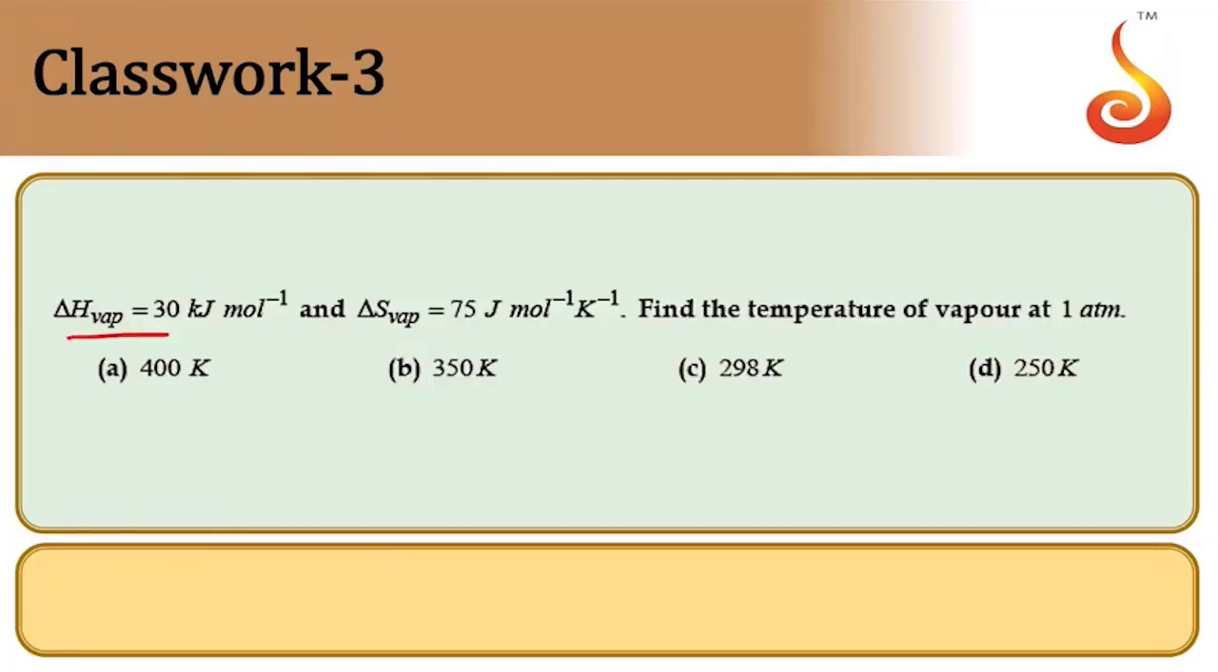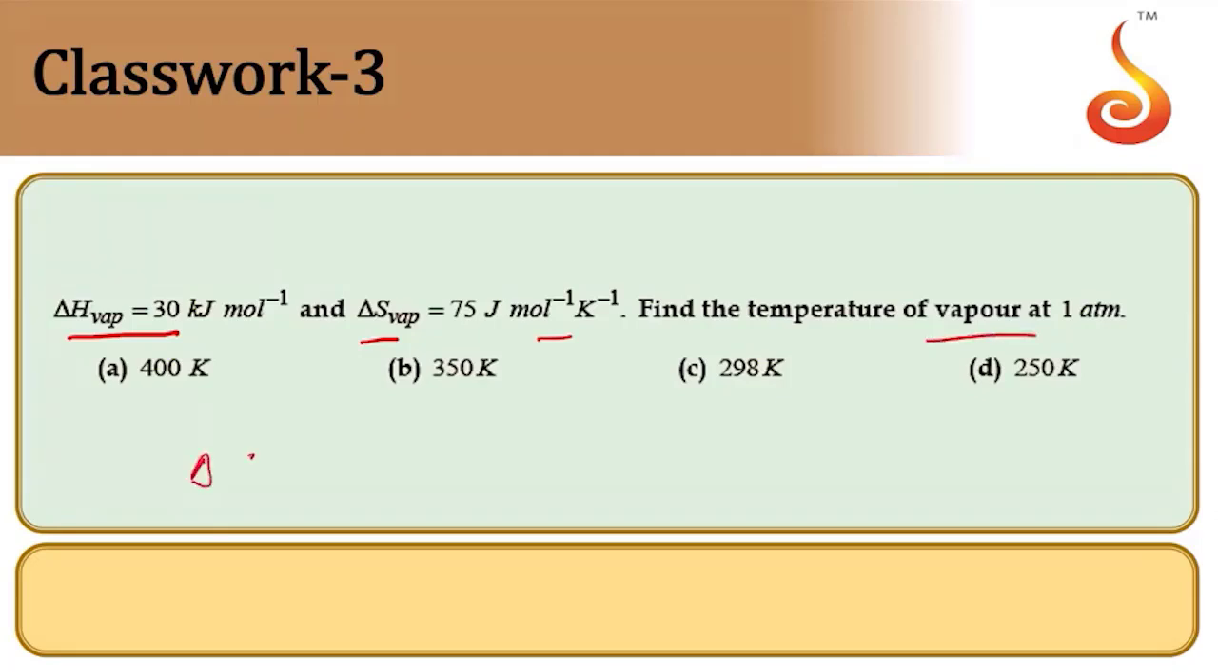Next question: the vaporization enthalpy is 30 kilojoules, and the entropy of vaporization is given as 75 joule per mole per Kelvin. Find the temperature of the vapor at 1 atmosphere. Here, we should know the relation between the entropy of vaporization and enthalpy of vaporization.